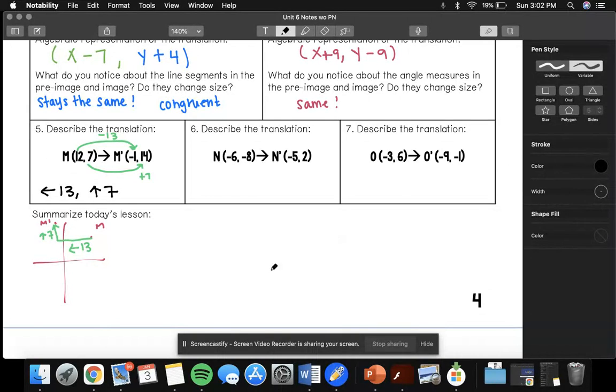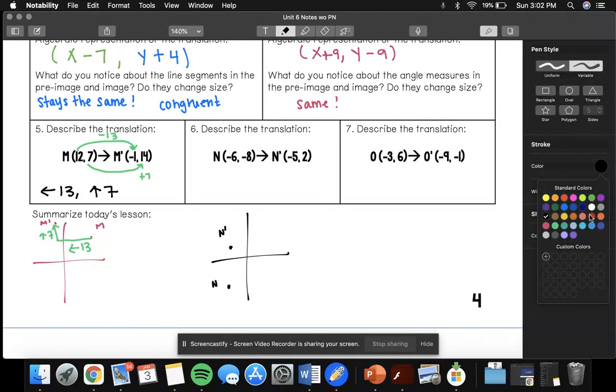Okay, for this next one, again, you could use a piece of graph paper. N is -6, -8. And N prime is -5, 2. Okay, so we need to figure out the movement, the translation that occurred. So I'm going to look at the x coordinates. To go from -6 to -5, we need to go 1. So visually, the x coordinates went to the right 1.